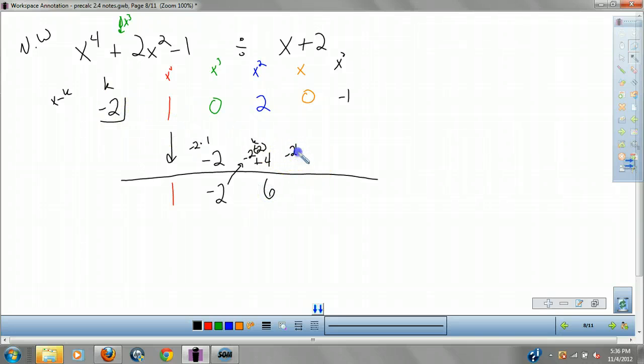I go -2 times 6. It's -12. 0 minus 12 is -12. -2 times -12. 24. 24 plus -1. 23. Phew. So again, just k times what you have at the bottom, k times what you have at the bottom, k times what you have at the bottom, add it. So that's my remainder.